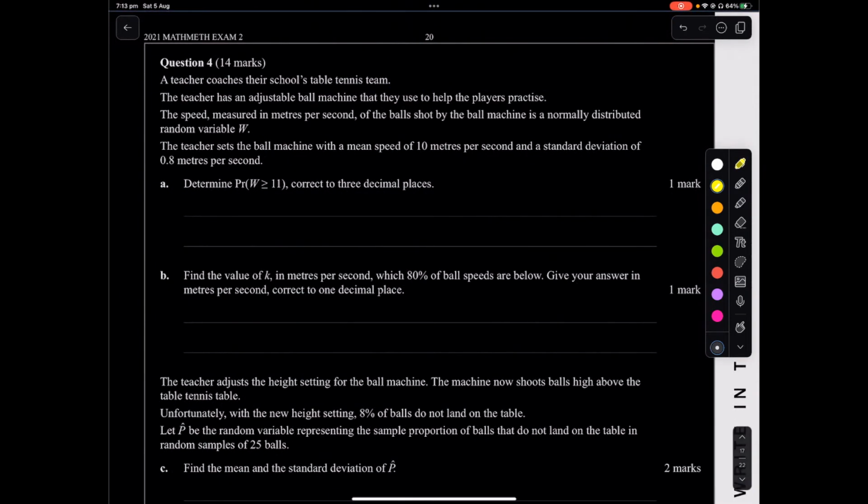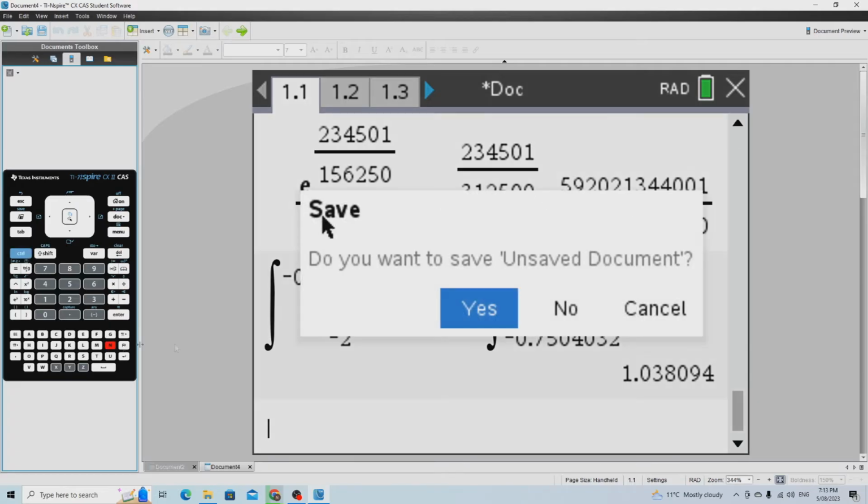A teacher coaches their school table tennis team. The teacher has an adjustable ball machine that they use to help the players practice. The speed, measured in meters per second, of the ball shot by the ball machine is normally distributed with a variable W. The teacher sets the ball machine with a given mean and standard deviation. Okay, this is nice. This is actually a nice question to really ease you in.